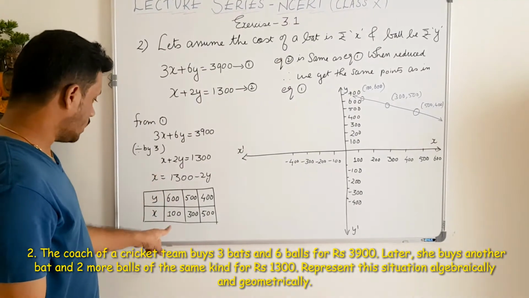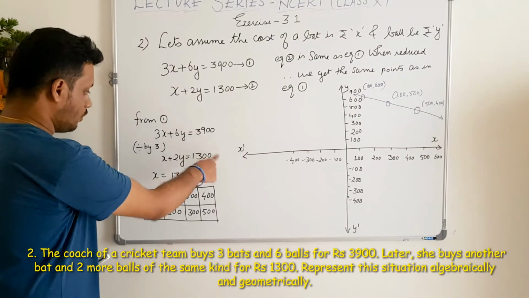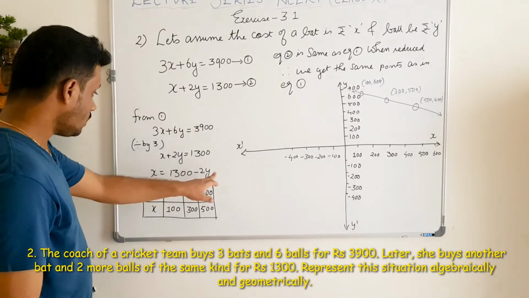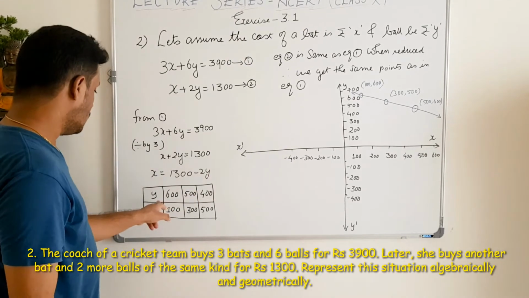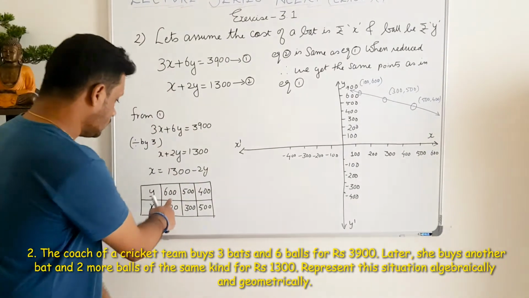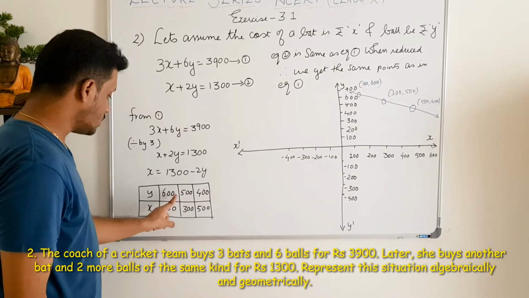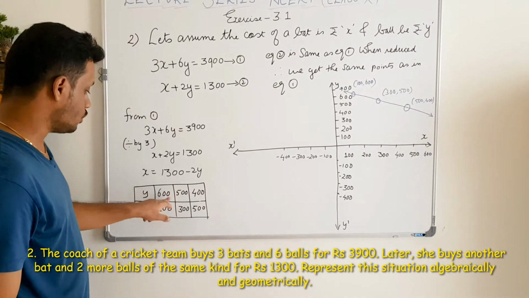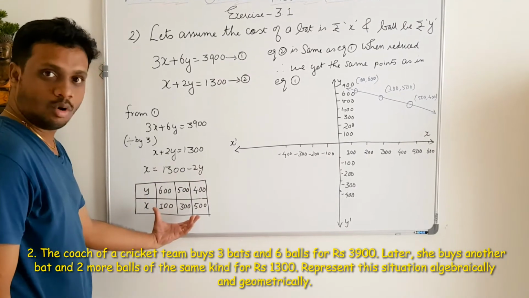So here for drawing the graph, I do the same thing. I shift one of the variables to that side. So when I take 2y to that side, I will get what is x. So your y is independent and x is dependent. So I have taken 3 sets of values and I have chosen 600, 500 and 400 because the value here is 1300. So if you choose bigger values, it will be easy to obtain your graph.